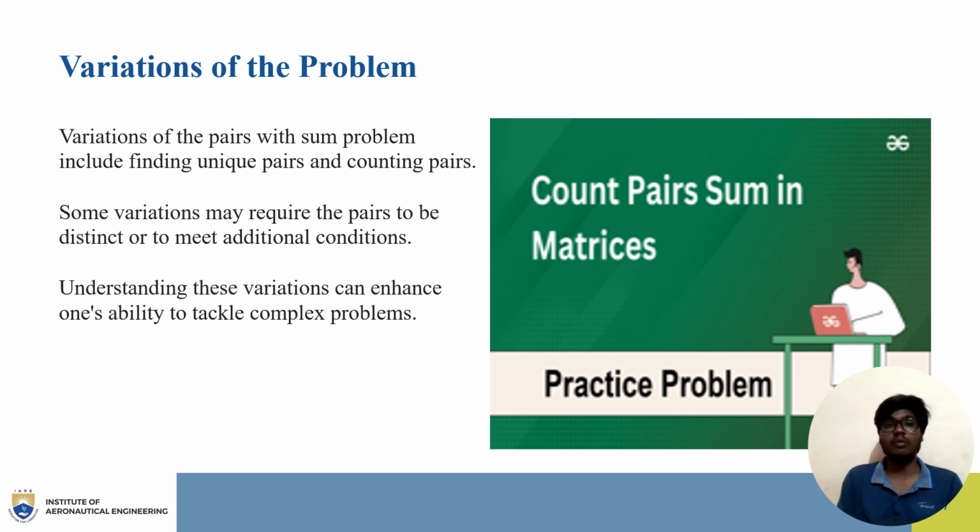The variations in the pairs with sum problem include finding unique pairs and counting pairs. Some variations may require the pairs to be distinct or to meet additional conditions, and these variations can enhance one's ability to tackle complex problems, which you can easily tackle by using the brute force approach or the optimized approach.